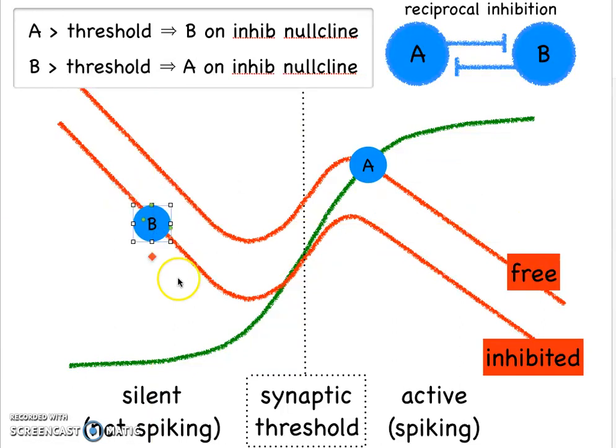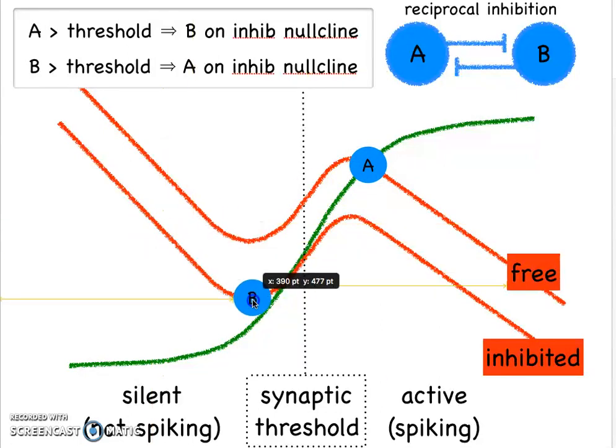We just need to have a few things that are consistent with one another. For example, this would be a valid initial condition because what we're saying is neuron A is active. It's on the right side of the synaptic threshold, and neuron B is inactive. And if neuron A is active, then neuron B should be on the inhibited null line because neuron B is receiving inhibition from neuron A. On the other hand, neuron A is on the free null line because neuron B is silent. It's not spiking, and so neuron A is not receiving inhibition from neuron B.